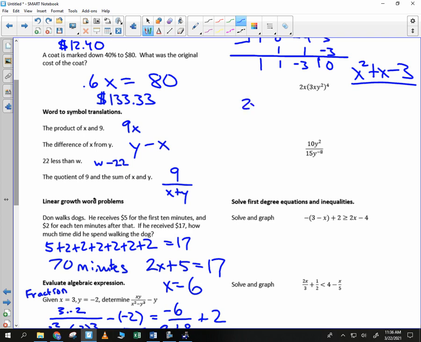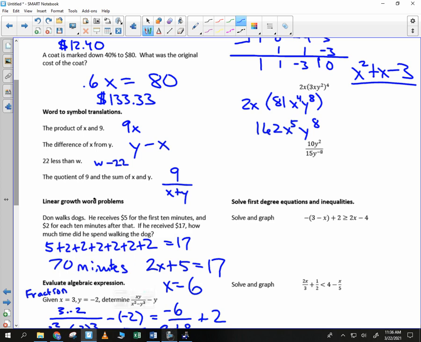2x times this thing. So I got 2x times, I can take that to the 4th power. 3 to the 4th should be 81. X to the 4th, y to the 8th. And now we multiply them. We get 162. That would be x to the 5th, y to the 8th. That's the result. Any questions there?